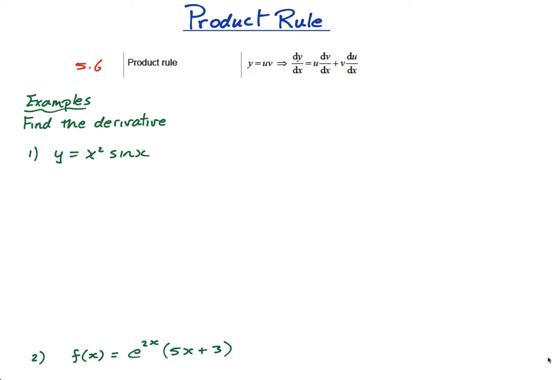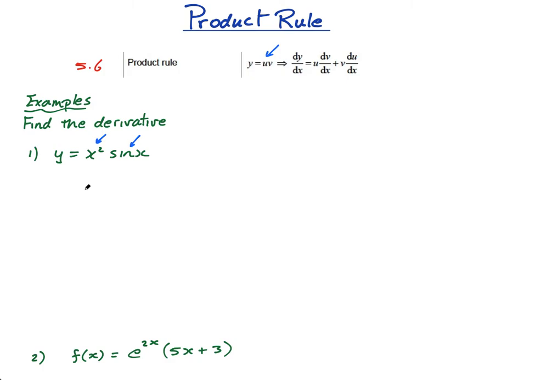Hi everyone. So our next rule for differentiating is the product rule, and we use the product rule when we have a product, and this is our u times v. So it's one function times another function, and here I have x squared times sine of x. So when do we know when to use the product rule? If we have a product of two functions and we're being asked to differentiate it.